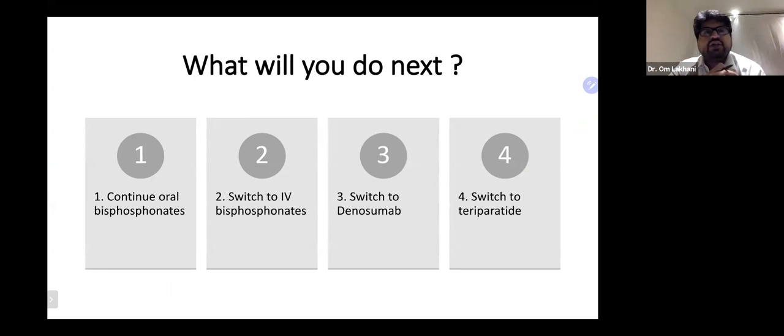Would you continue the oral bisphosphonate? Would you switch to IV bisphosphonate? Would you switch to a newer molecule, which is Denosumab? Or would you switch to Teriparatide, right? Now, a brief argument for each of them. Continuing oral bisphosphonate does not make sense because she clearly had new vertebral fractures. Switching to IV bisphosphonate may be a decent idea, but in terms of mechanism, you are doing nothing new. You are using the same mechanism which actually failed, right?